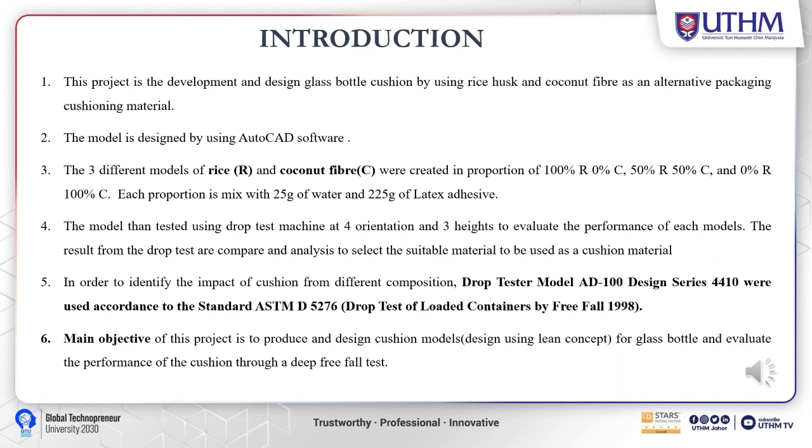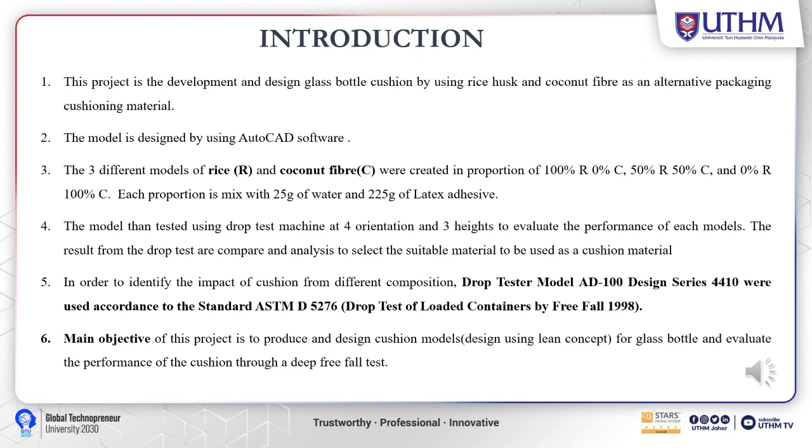The model is then tested using a drop test machine at 4 orientations and 3 heights to evaluate the performance of each model. The results from the drop test are compared and analyzed to select the most suitable material to be used as cushion material. To identify the impact of cushion from different compositions, drop tester model AD100 design series 4410 was used in accordance with the standard ASTM D5276, drop test of loaded containers by free fall, 1998.